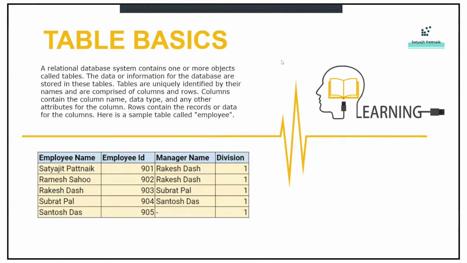Let's try to understand the table basics. A relational database system contains one or more objects called tables. The data or information for the database is stored in these tables. Tables are uniquely identified by names and are comprised of columns and rows. You need to understand these basics of SQL, because ultimately when we jump onto the data science part, we deal with a lot of Excel sheets and CSV files, right? So we take help of the Pandas library to read those files. So there is a concept of rows and columns.